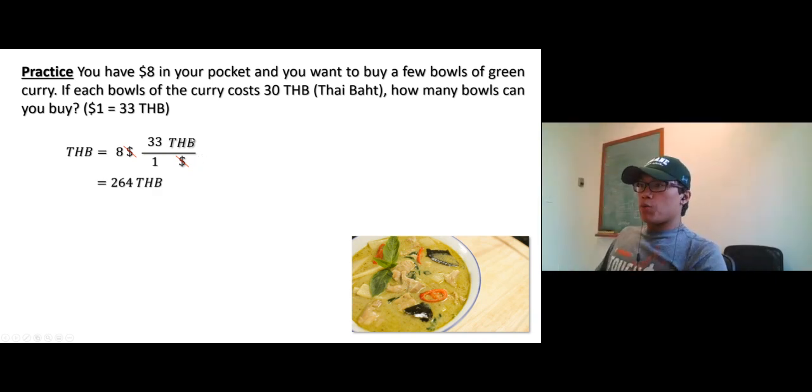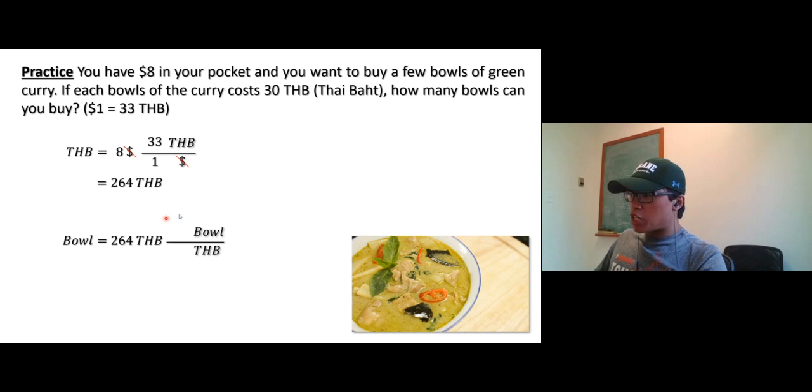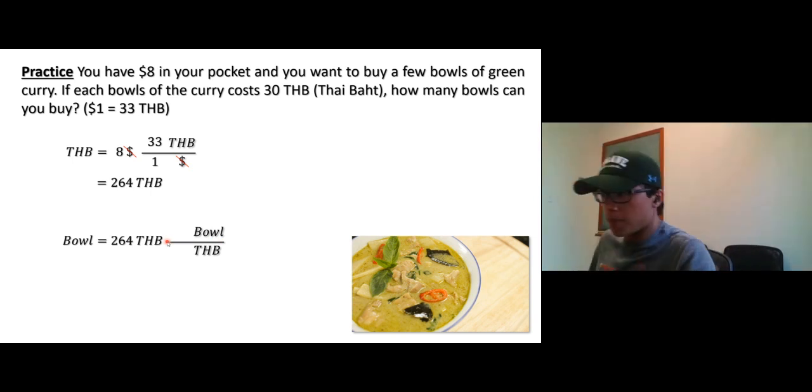Okay. Now, so we have this Thai baht. Now we have to convert Thai baht to bowls of green curry. All right. So we know that the conversion factor is 30 Thai baht per 1 bowl. So all right, convert Thai baht to bowl. So the unit we want is bowl. We start with what we have, which is Thai baht. So we have 264 Thai baht. Okay. Now we're gonna times this guy 1. So I'm gonna tap some term that has an exact value of 1. So this 264 times 1 is still 264. Nothing changed.